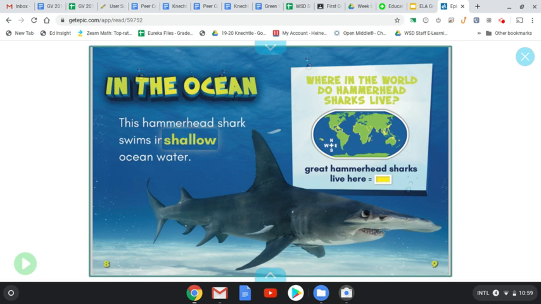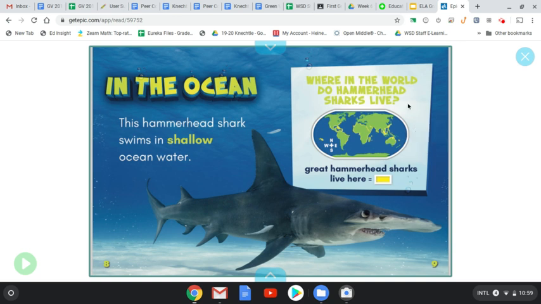And basically, what shallow means is that there's not a lot of water. So if you think of your swimming pool, you have a deep end where you can jump in, or a shallow end, which is you can stand in. There's less water there. So it says that this hammerhead shark swims in shallow water. So he doesn't like being way far out into the ocean. He likes being in the shallow waters.